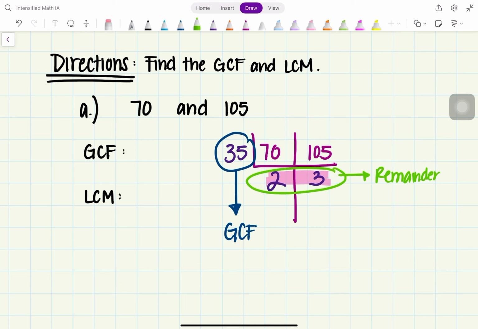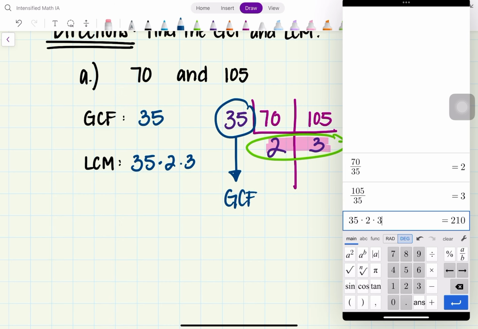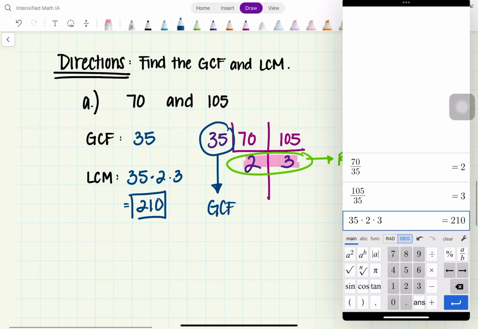So I'm going to go ahead and write my GCF here as 35. And the LCM is actually our GCF times our remainder. So I'm going to go ahead and multiply that out. 35 times 2 times 3 actually gives me an LCM of 210. Which means both of the numbers 70 and 105 are going to be able to multiply to 210, sorry. And that's going to be the least common multiple.